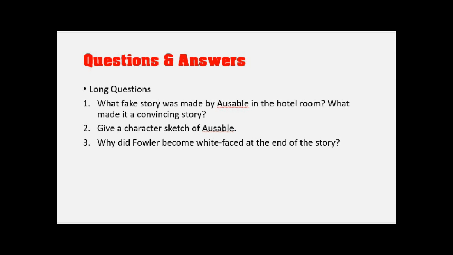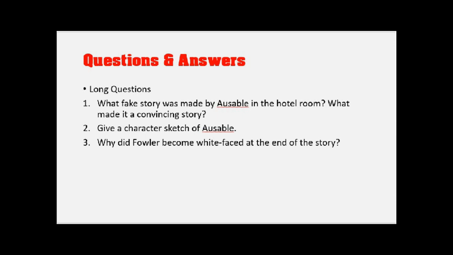Coming to the long questions, there's three that I found. What fake story was made by Ausable in the hotel room? You know that by now. What made it a convincing story? Now you can add things like his confidence made it convincing, his peace of mind made it convincing, his calmness made it convincing. You can use all of these points to back the story and what made it convincing.